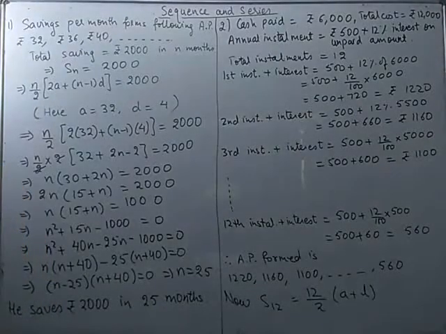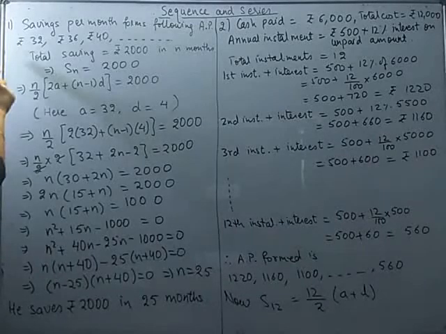This one says a person is making savings of rupees 32 in the first month, rupees 36 in the second month, rupees 40 in the third month, and so on. And after a certain number of months, his total saving comes out to be 2000 rupees. Now we have to tell in how many months he was able to save 2000 rupees.